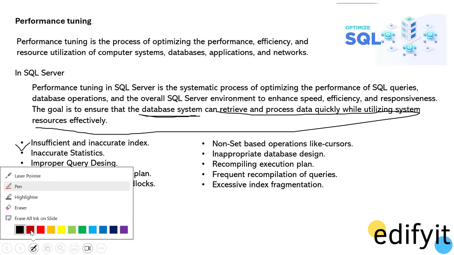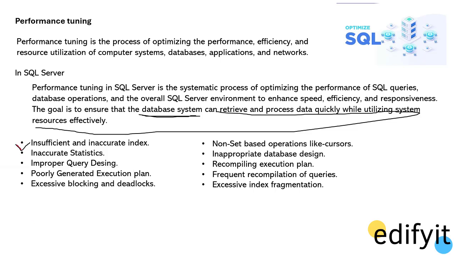One is insufficient and inaccurate indexes. So guys, what are indexes? These are objects. There are multiple types of indexes in SQL Server: clustered, non-clustered. We'll clear that concept in the index session: how we create an index, how it performs, and what kinds of indexes there are. As of now, indexes are just for retrieving the objects in a faster way.